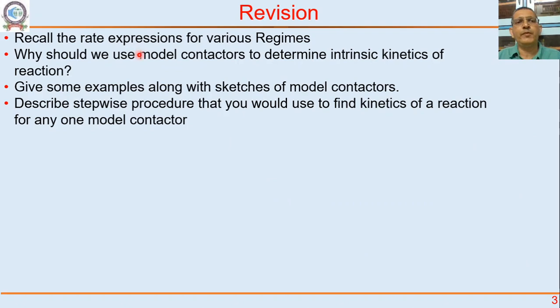Just a couple of questions for you to revise so that you are better prepared for this lecture. Recall the rate expression for various regimes. Why should we use model contactors to determine kinetics of reaction? I'm asking why, not how. Think about this. Give some examples along with sketches of model contactors. Describe a stepwise procedure that you will use to determine kinetics of a reaction for any one model contactor.